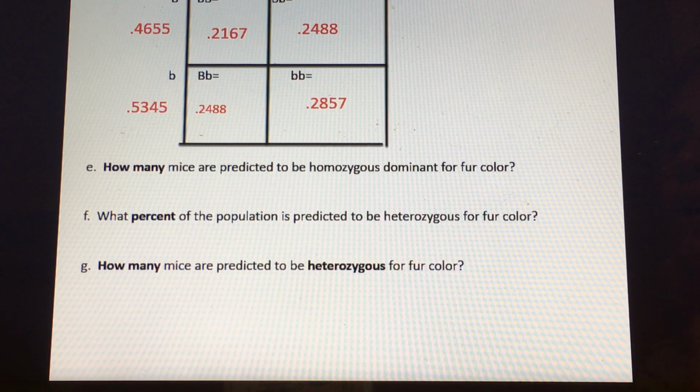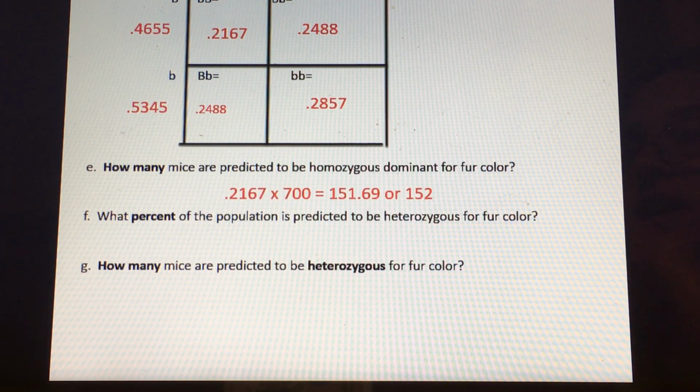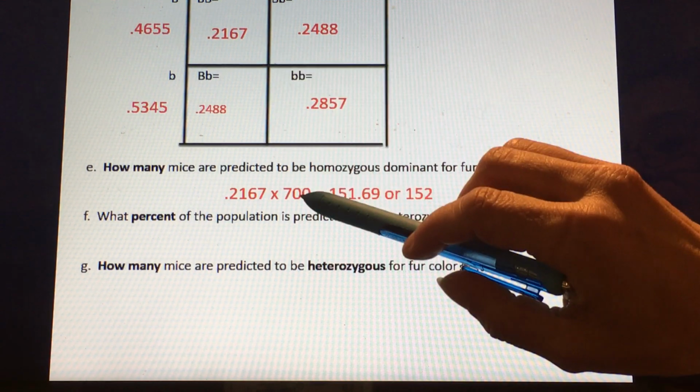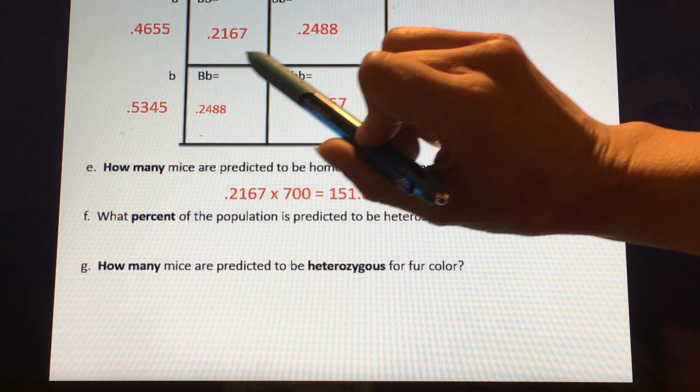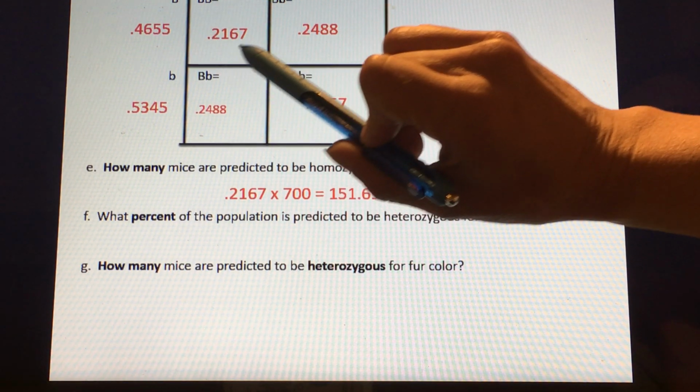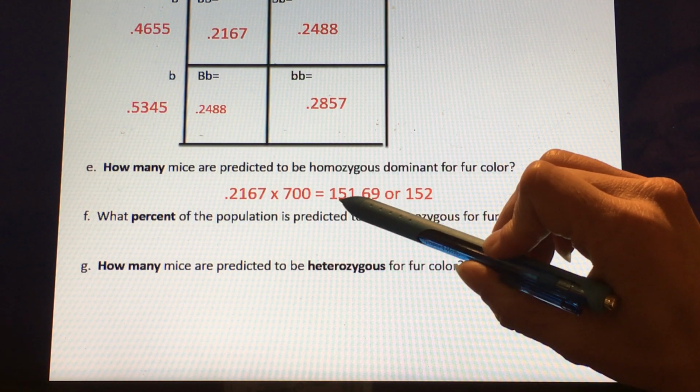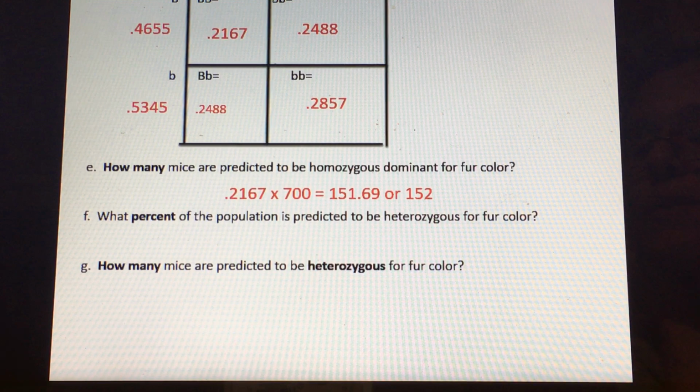How many mice would be homozygous dominant? You would take the homozygous dominant genotypic frequency and multiply by the population of 700. So 0.2167 times 700, because this is our total population and this is our homozygous dominant genotypic frequency. And we get 151.69. I would probably round that to 152.